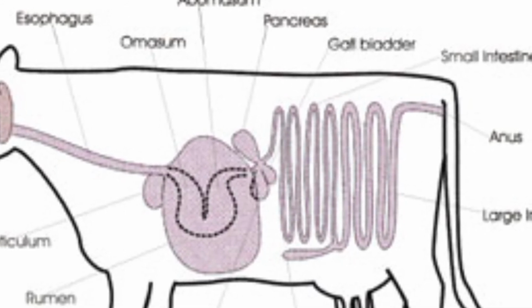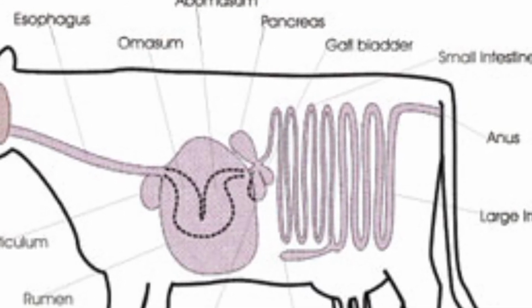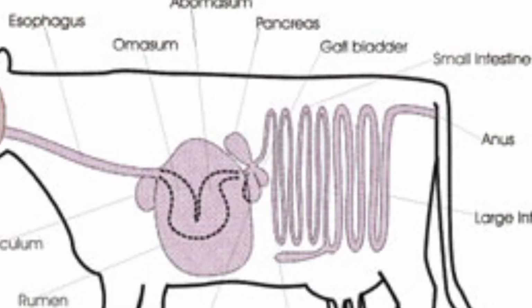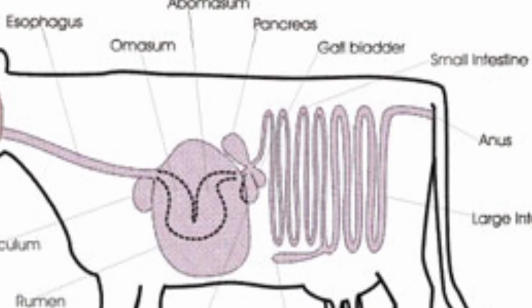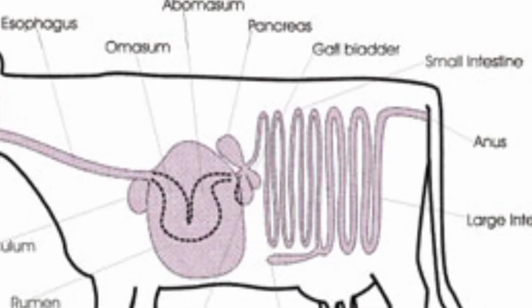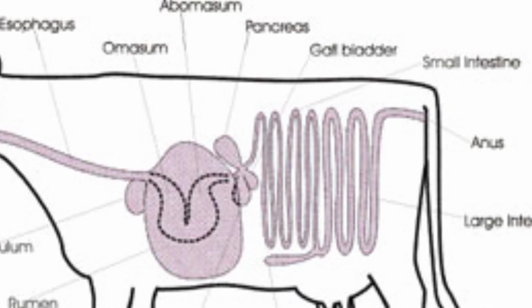Food leaves the omasum and enters the abomasum, which secretes protein, carbohydrates, fats, and amino acids for small intestine absorption, referred to as the true stomach. Undigestible materials pass through the large intestine where fecal matter is formed.